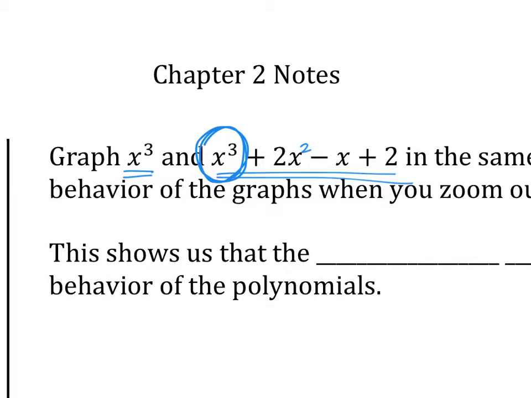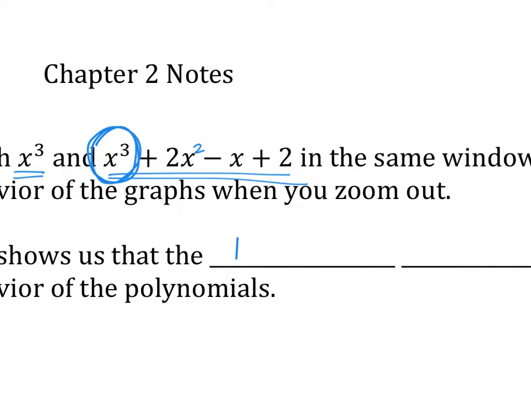Okay, so this shows us that the leading term, meaning the one with the highest degree, is going to dominate the behavior of the entire polynomial. So we pretty much don't care about what's going on with the other ones if we just want to look at end behavior. All right, so let's do some practice.